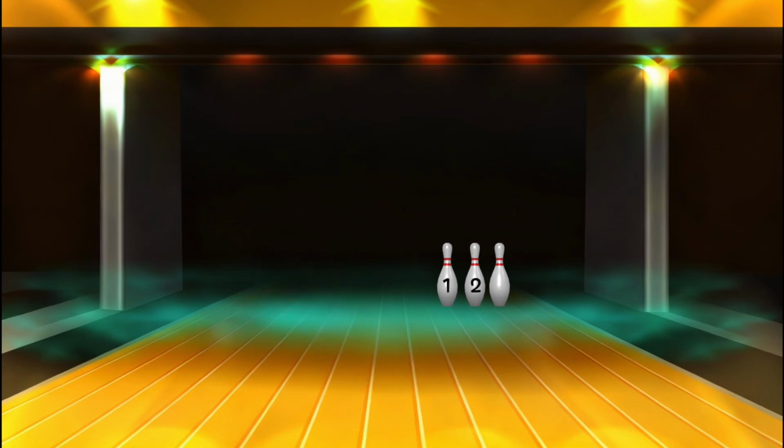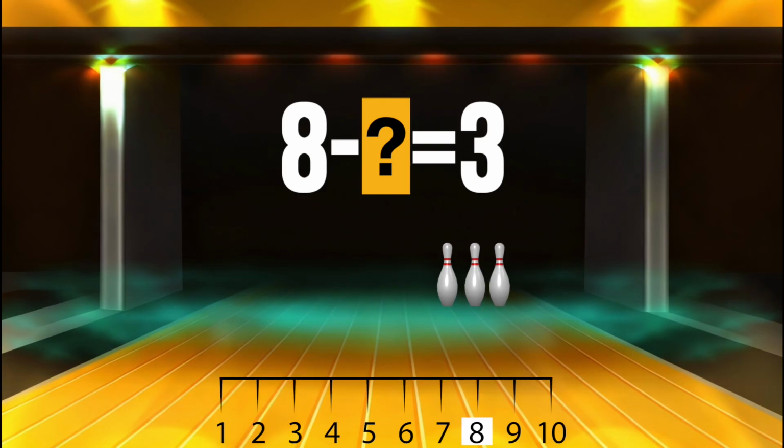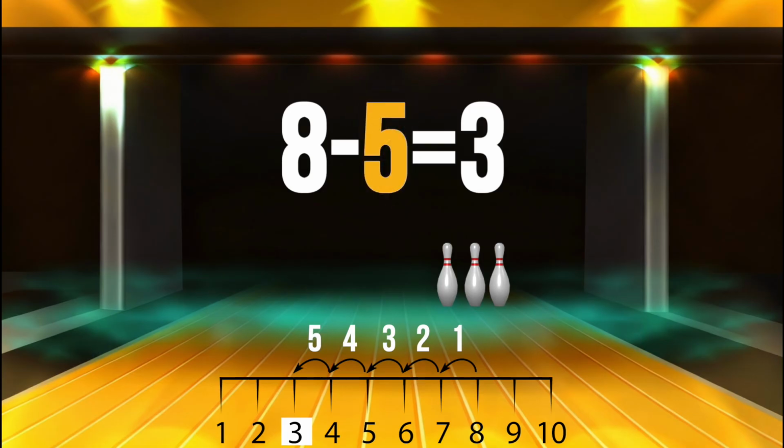Only 3 pins are standing now. Our new subtraction sentence is 8 minus what equals 3? Let's count back from 8 to 3 together. 1, 2, 3, 4, 5. We counted back 5 numbers. That means 5 pins fell from the second ball. 8 minus 5 equals 3.